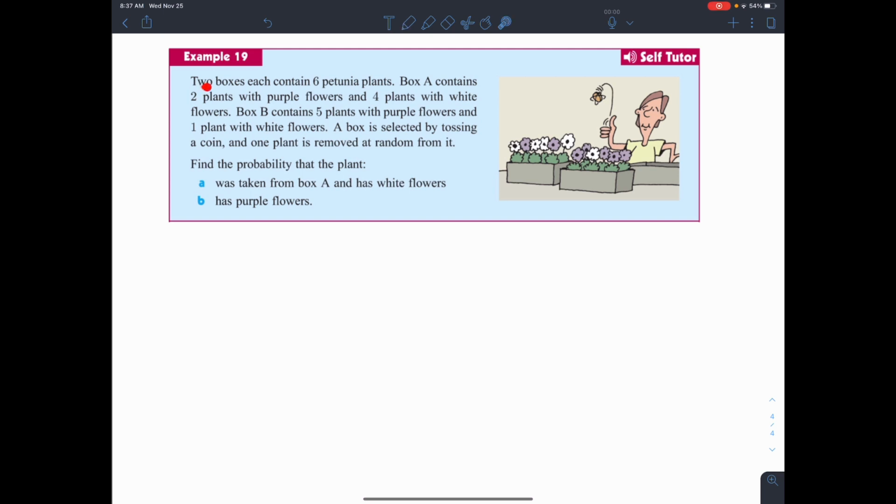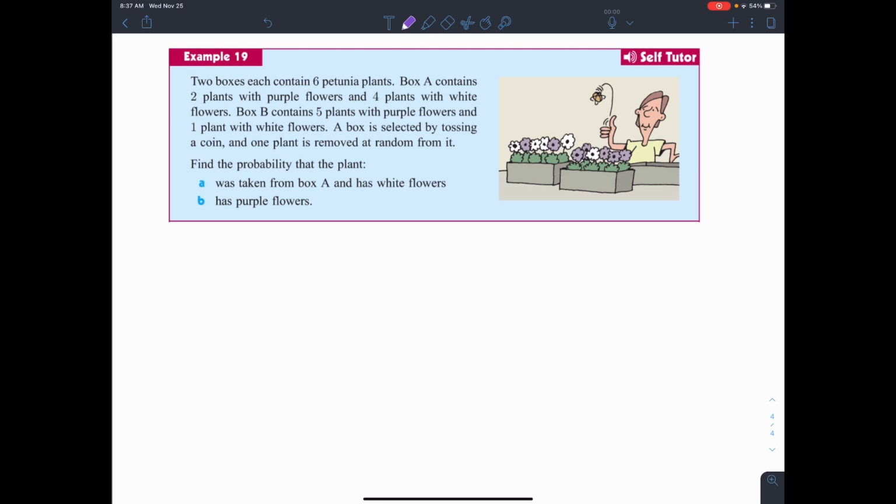Okay, so we've got two boxes containing flowers. We've got some purple flowers and some white flowers in each of the boxes, and we're going to choose a box by flipping a coin, and then we're going to remove one flower from that box. We want to know what's the probability that we choose box A and white, and then we have purple. So let's set this up.